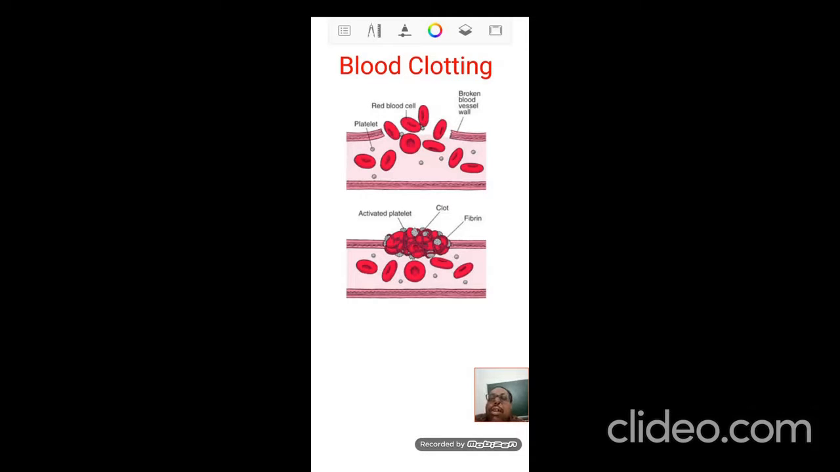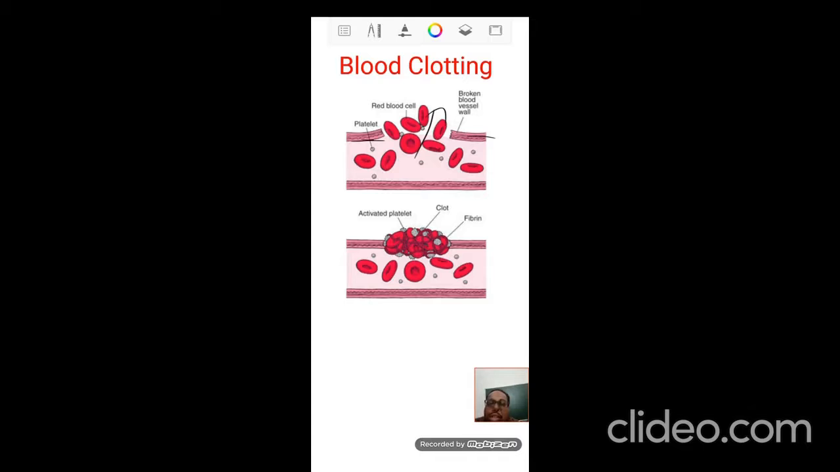RBCs are biconcave in shape, which is the big round one, which you can see there. And these are the broken vessels and the blood is moving out now. So when the blood is moving out, it is activated. That means the platelets will be activated, and this blood clotting event is 100% controlled by genes.